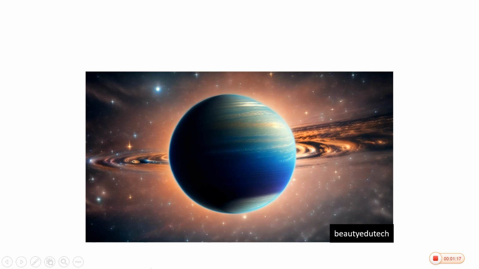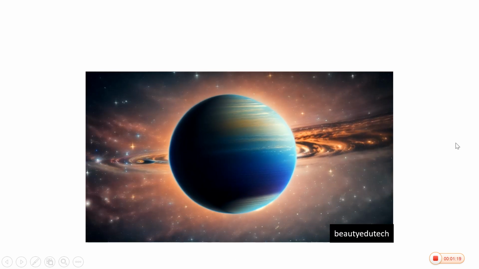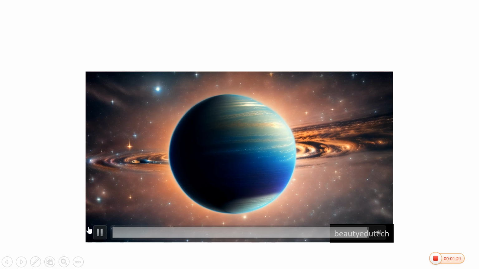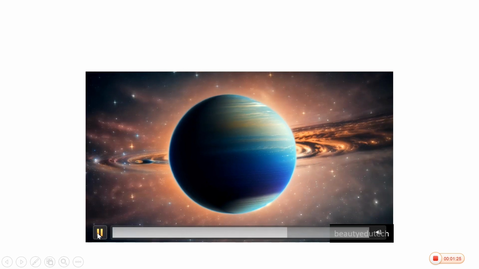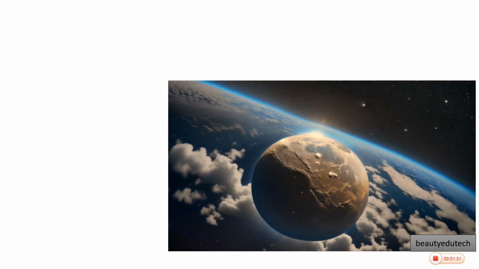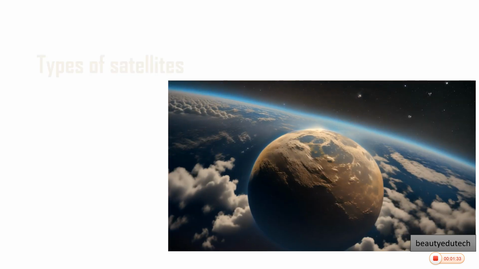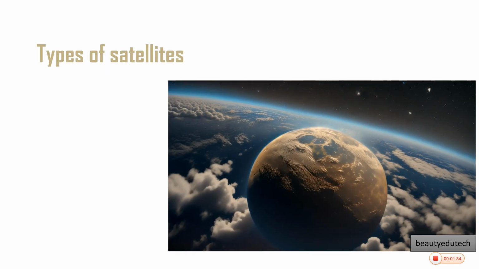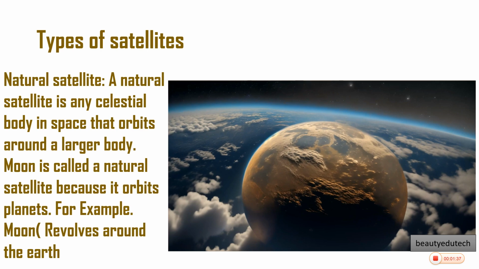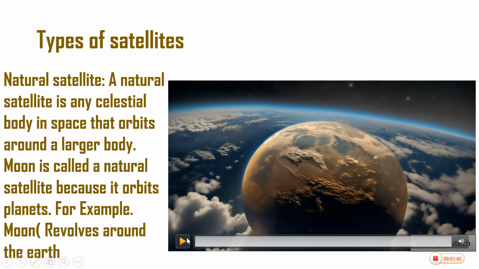We have the stars, we have the moon orbiting the Earth. These are natural satellites orbiting the Earth. This is what the satellite looks like in the outer space. Let us look at the types of satellites. There are the natural satellites and the man-made satellite. Let us start with the natural satellite.